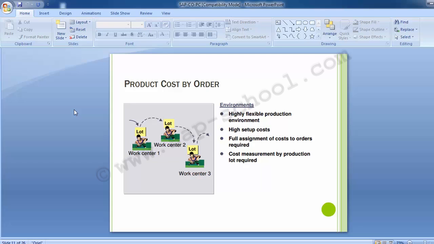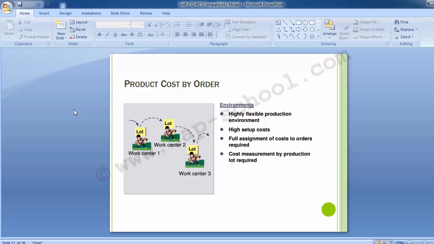In sales order related production, that is the next part, that is product cost by sales order. In sales order related production, you can use the product cost by order component in a mass production environment on the basis of sales order and as a supplement to the product cost by sales order.